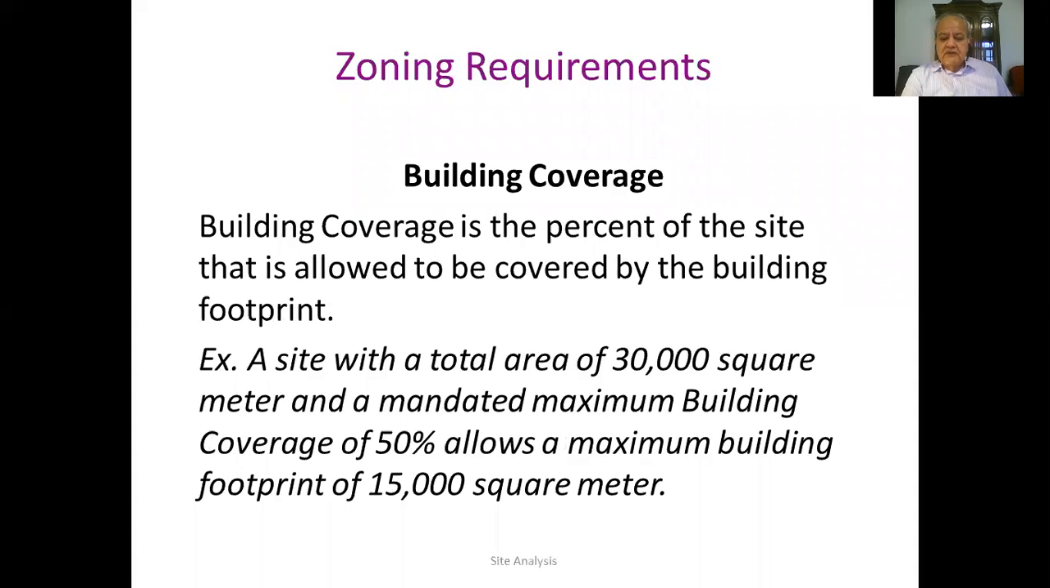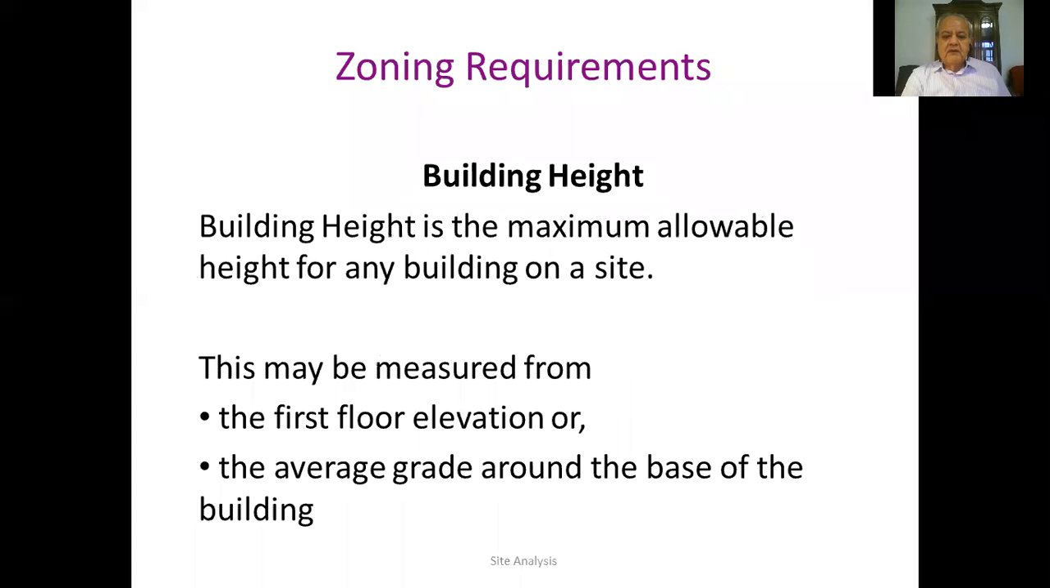Building coverage is something different. This is the amount of area that the building can use from the site itself. So if the site is 30,000 square meters and you are allowed to cover only 50% of it, then the footprint of the building will be 15,000 square meters.